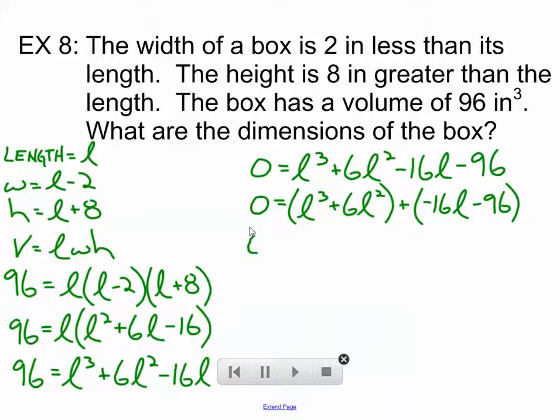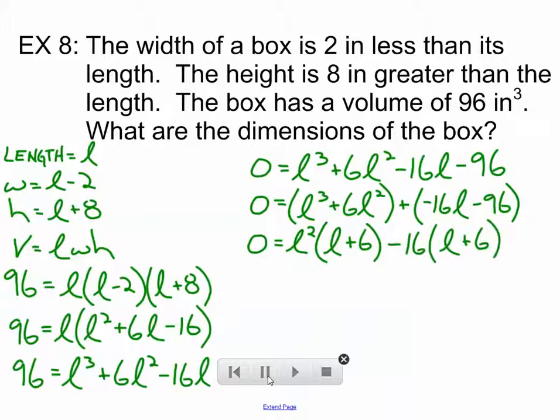This should look familiar, like one of those intermediate steps of the AC method. Hopefully we're good at that. So I'm going to factor out a greatest common factor of the first term, and a greatest common factor of the second term. Take L squared out of the first one. And I'm going to take negative 16 out of the second one. Okay. So, first factor is L plus 6. The second factor is L squared minus 16.